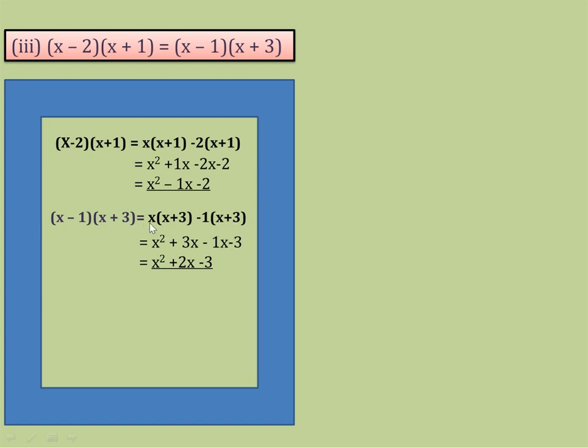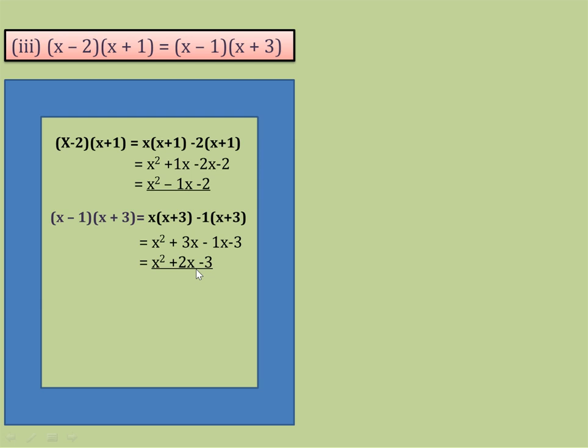Now how to multiply? x into x is x square, and x into 3 is 3x. Here minus 1 into x is minus 1x, and minus 1 into 3 is minus 3. Now simplify: x square, plus 2x, since plus 3 minus 1 is plus 2, and the last constant is minus 3. Okay, now we have the left hand side and right hand side.